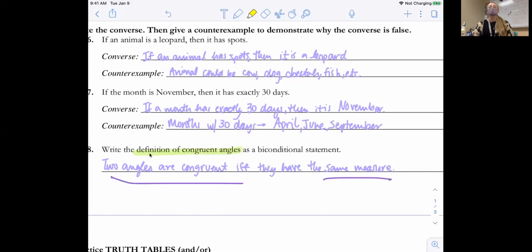Number 8, though, it says write a biconditional of the definition of congruent angles. Well, what are congruent angles? The same. So 2 angles are congruent if and only if they are the same. If and only if they have equal measures. If and only if their measurements are the same. Something along those lines. Questions on the front page.